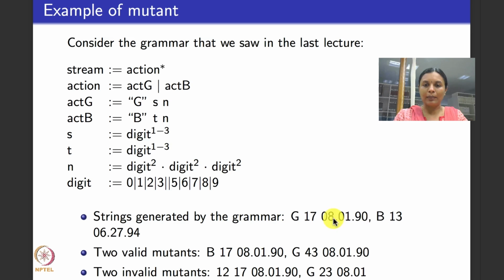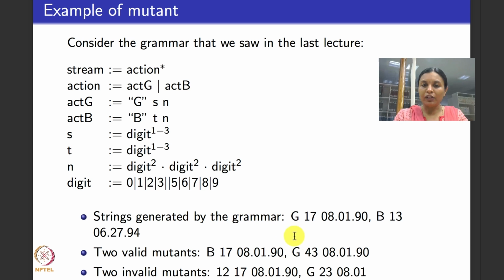This was generated by this grammar: G17 08.01.90 and B13 06.27.94. Here are two examples of valid mutants. How did I get the first mutant? I took this string. This string had a derivation in the grammar. At some point, this G was derived. In fact, right in the beginning, G will be the first terminal string to derive after the third or fourth step in the derivation when this production rule is applied. Whenever this production rule was applied, I picked up the same derivation which gave this. At that point, instead of deriving G, I applied the fourth production rule and got B instead. So that's the only change.